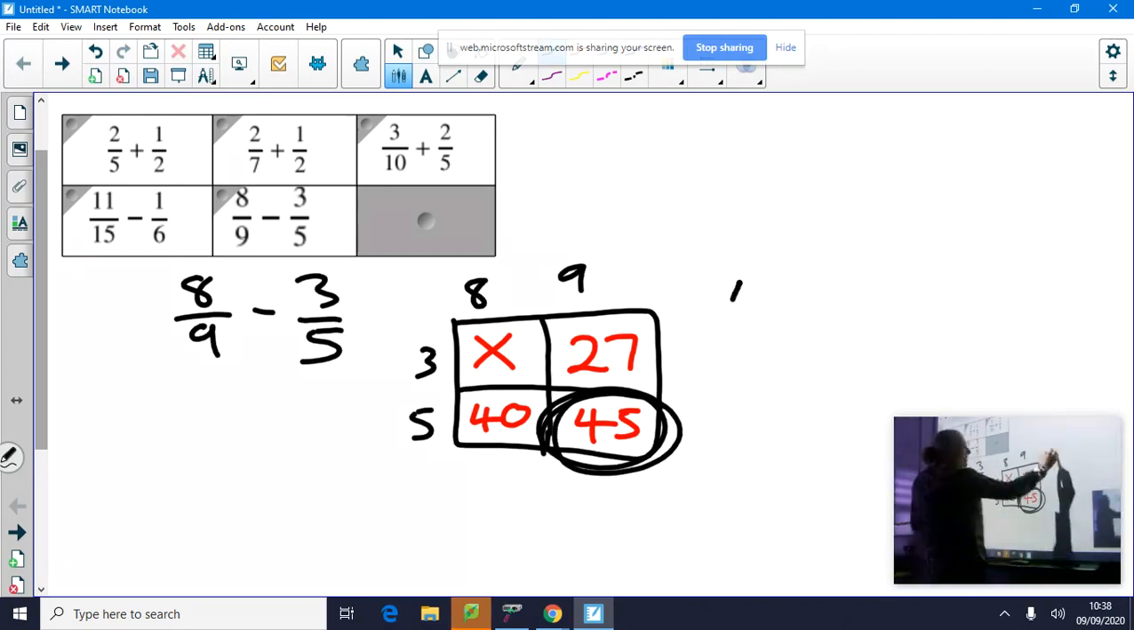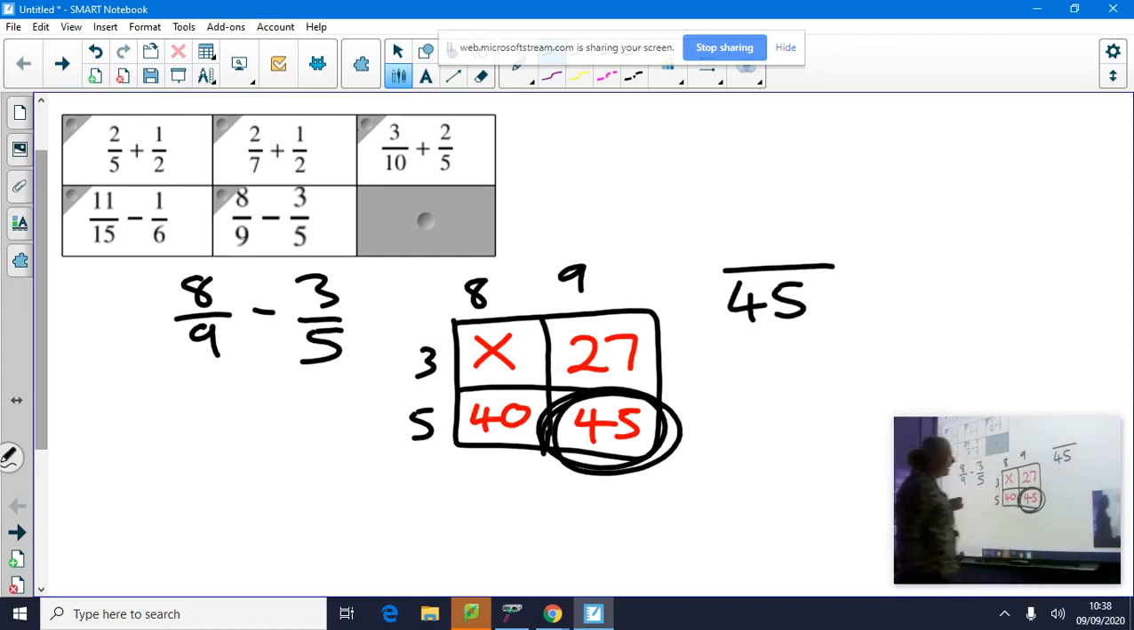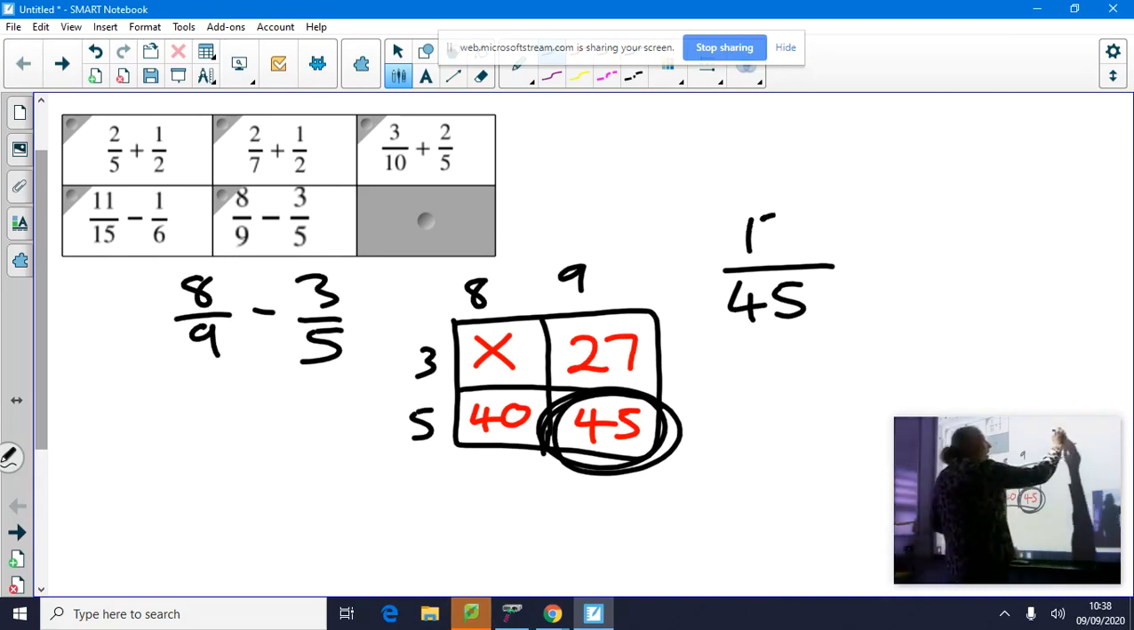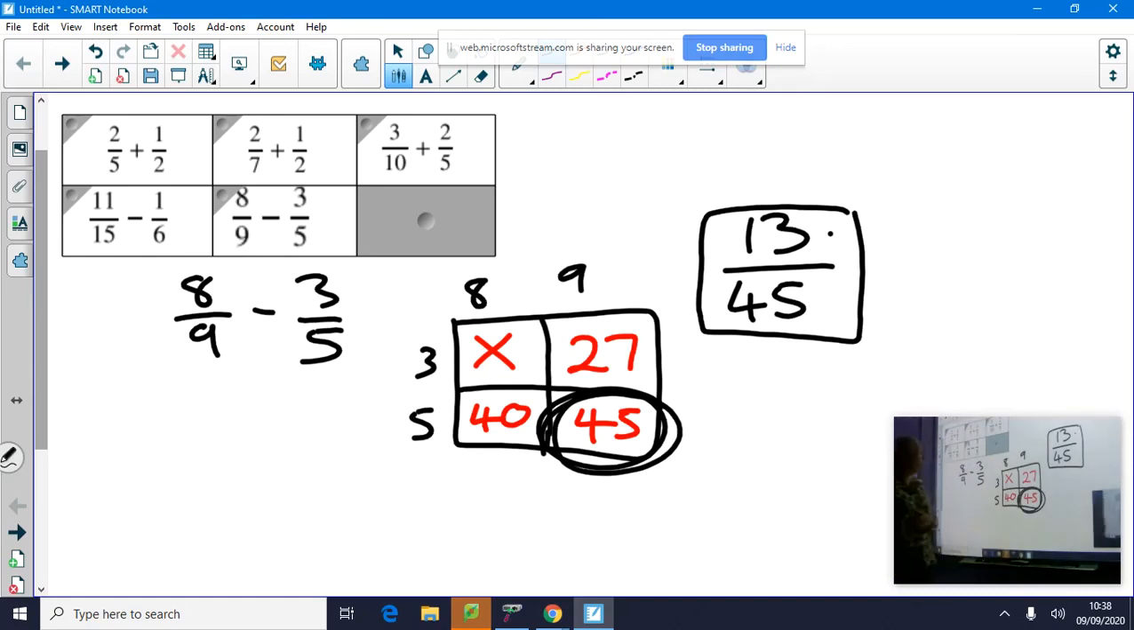Bottom right means I'm right. Okay, 40, 20. What did Michelle say? Highest take away lowest is going to leave me 13. 13, that's a prime number, so I cannot go any further.